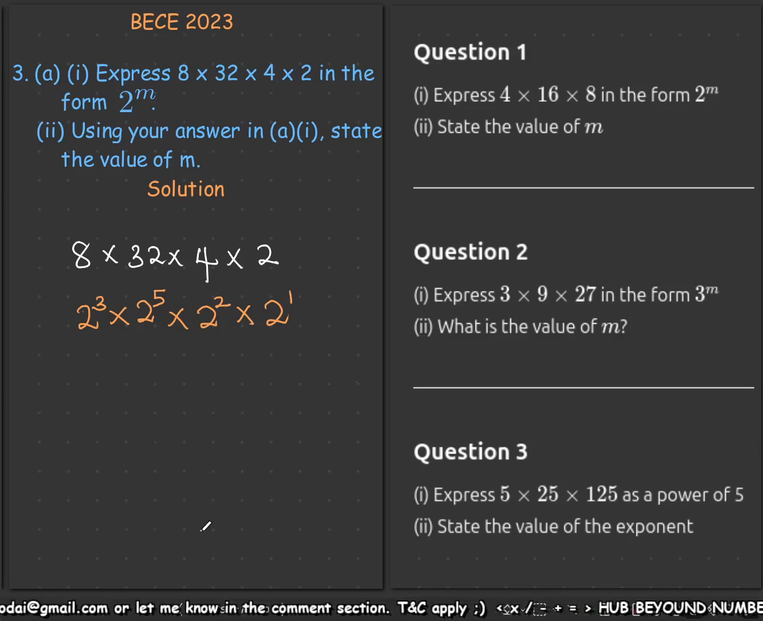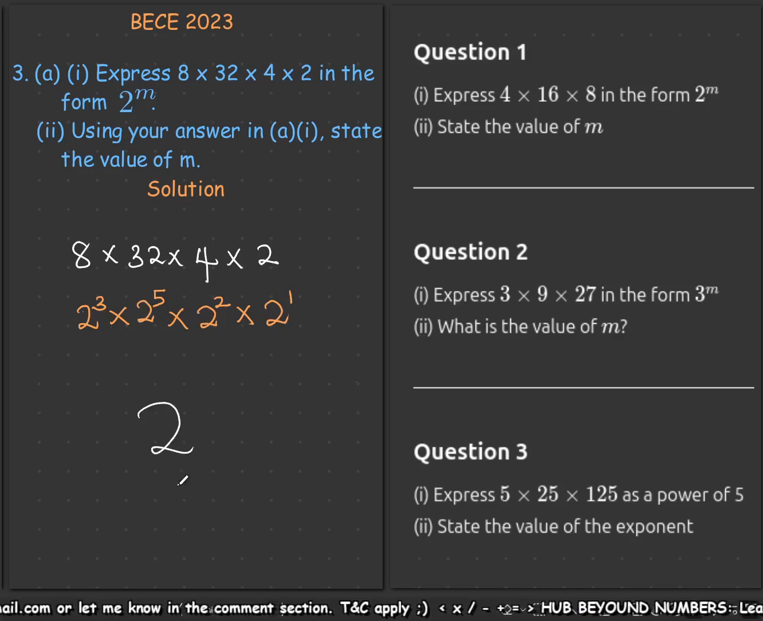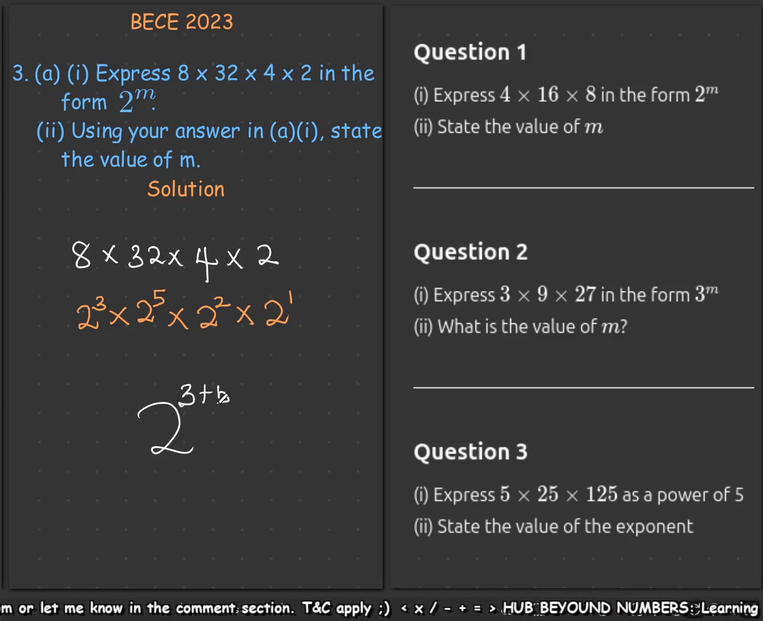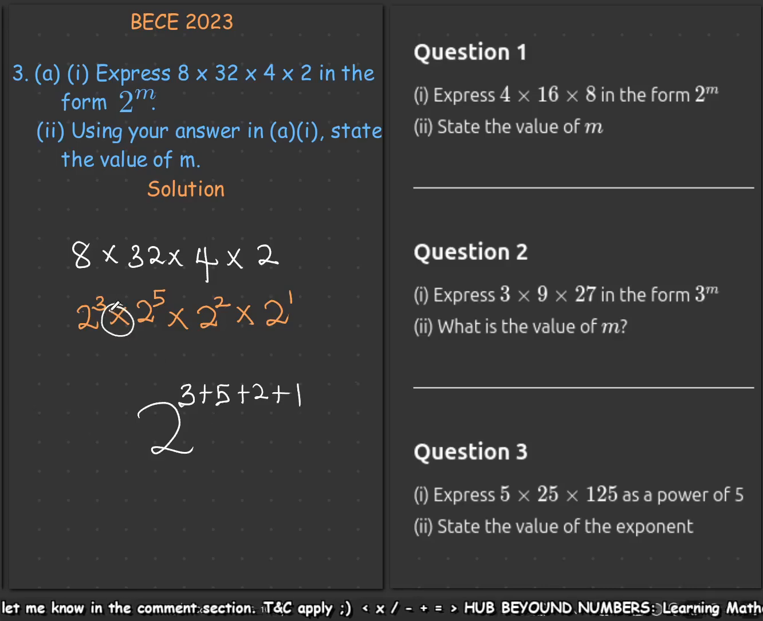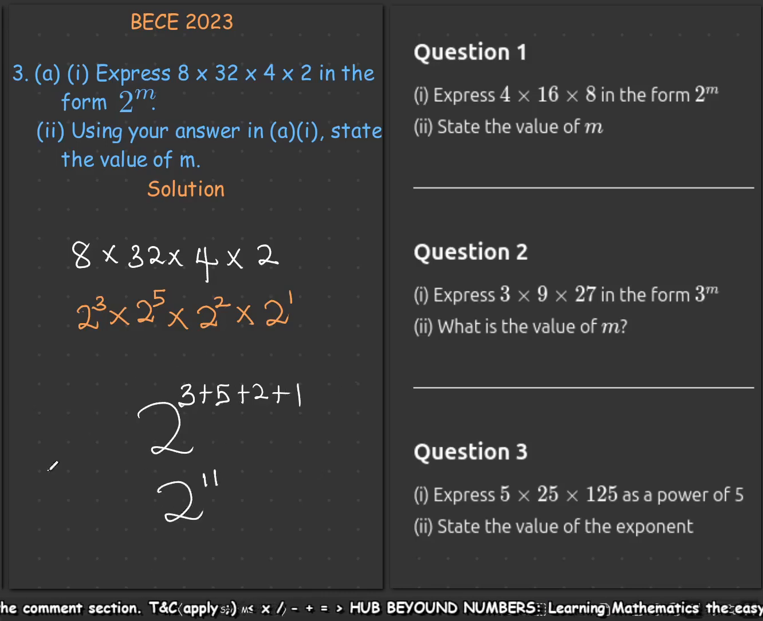We only apply that rule if the bases are the same. So this is 2, this is 2, this is 2, this is 2. The bases are the same. So you can write just one of the base and then add all the powers here. So that is 3 plus 5 plus 2 plus 1. Do not multiply. The rule says you should add them. So 3 plus 5 gives us an 8. 8 plus 2 gives us a 10. Then plus 1, we have 11. Evaluating this, we have 2 to the power 11. And that ends the solution for I.